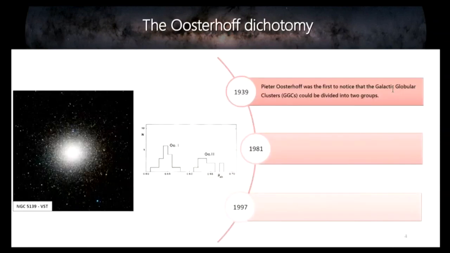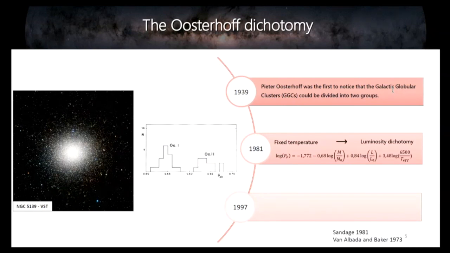In 1939, Peter Oosterhoff was the first one to notice that the globular clusters inside the Milky Way could be split into 2 groups, Oosterhoff type 1, with an average period of RRab shorter than Oosterhoff type 2. Moreover, we can distinguish them also because Oosterhoff type 1 is more metal-rich than Oosterhoff type 2.